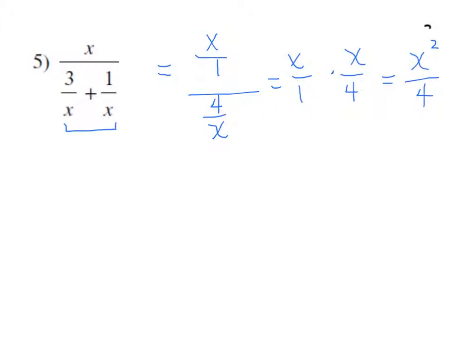Now, be real careful here, because weren't you tempted just to do this? x over 1 times 4 over x, and the x's cancel, and it's just 4. But that's not correct. So be careful, you'll be tempted.